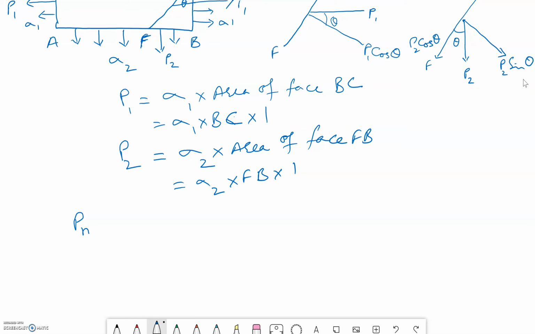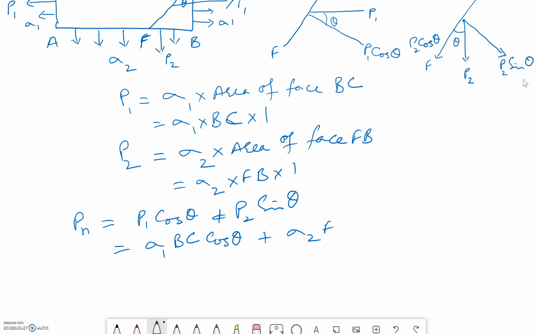Pn will be the sum of the impact of these two forces, P1 and P2. So in the normal direction, it will be the sum of P1 cos theta and P2 sin theta, which are normal to the plane FC. So it will be P1 cos theta plus P2 sin theta. Now if we substitute P1 and P2 in this equation, we will get sigma 1 BC cos theta plus sigma 2 FB sin theta. This is Pn.